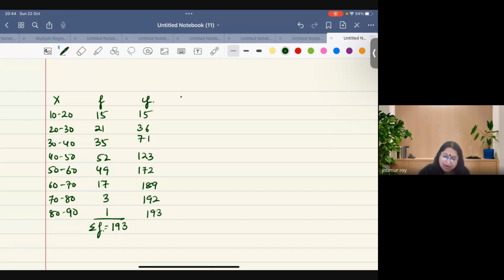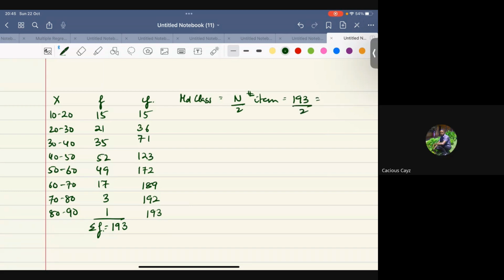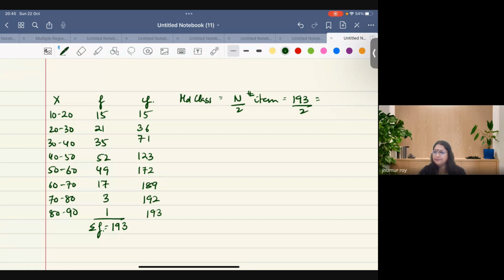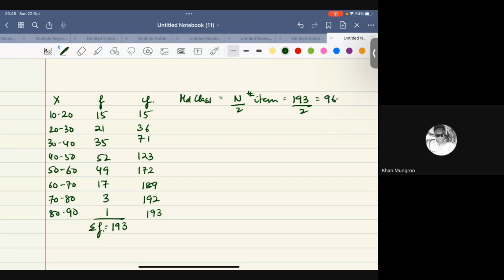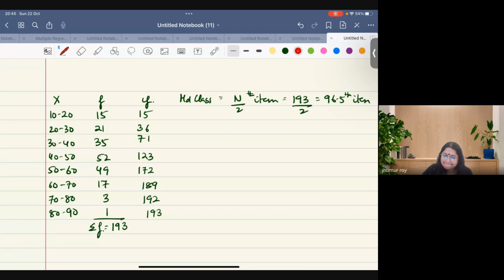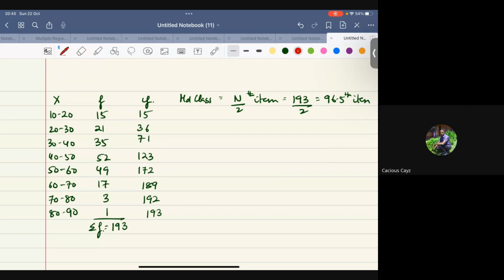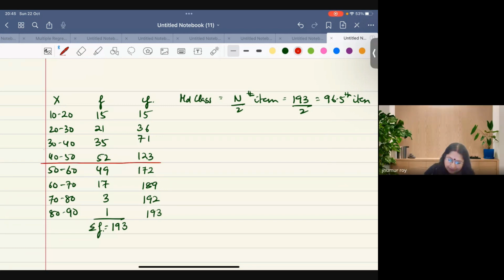So what is the first step? We will write median, and we calculate the n by 2th item. Tell me how much it will be. 193 by 2 is equal to 96.5, the 96.5th item. Now please tell me where this will fall. Which is the median class? Where will it fall? 123. Okay, fine.